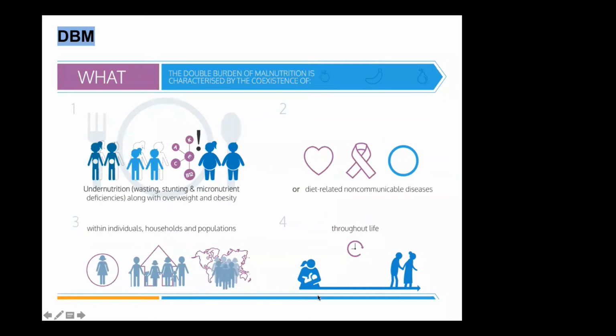And it actually exists throughout the life course. If someone is at risk of overweight in the early ages, if the person is overweight, then the chances are very high that the person will be overweight throughout life, and it exists throughout the life cycle.